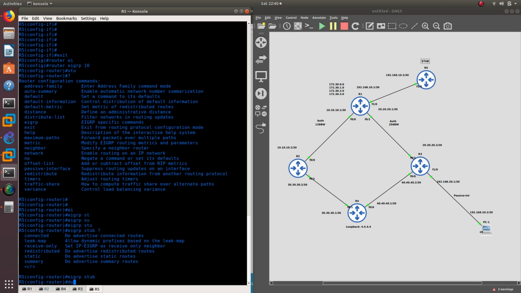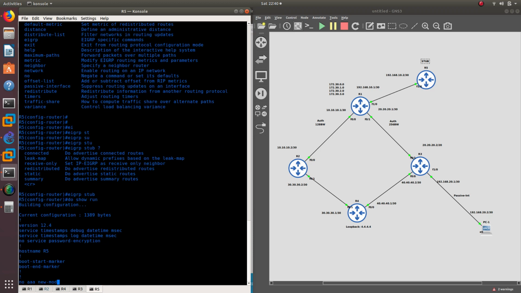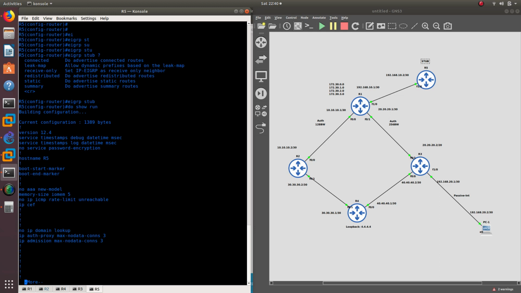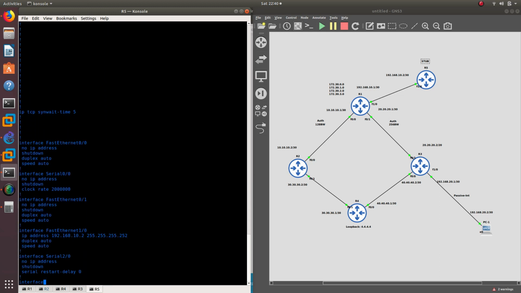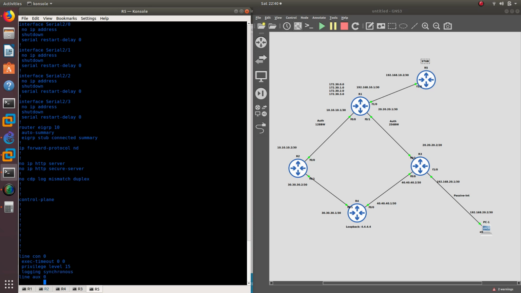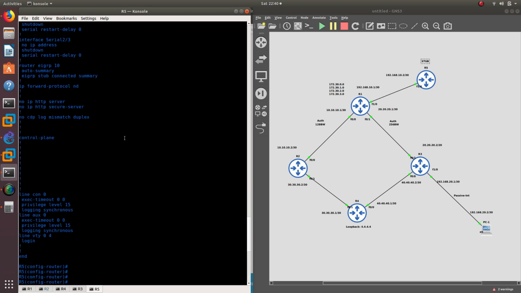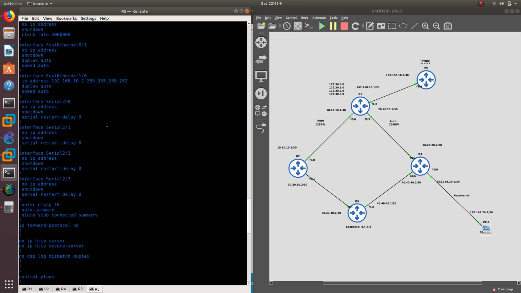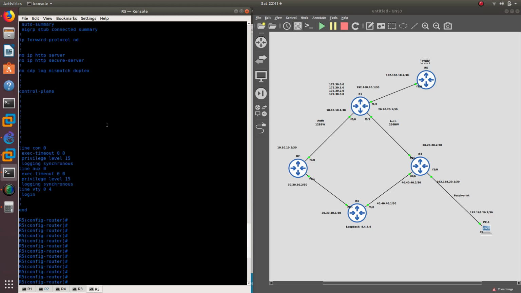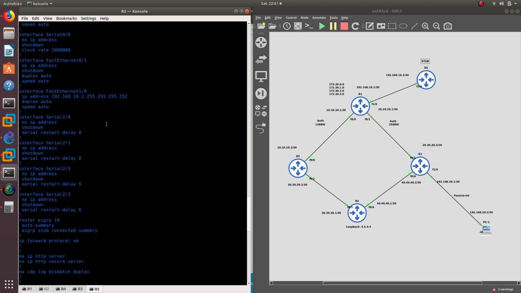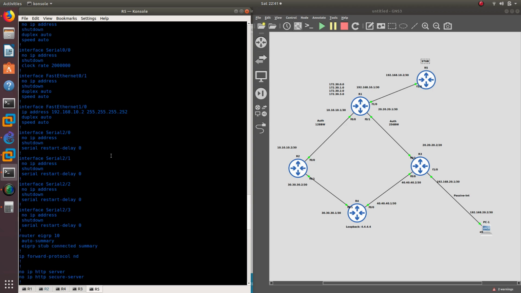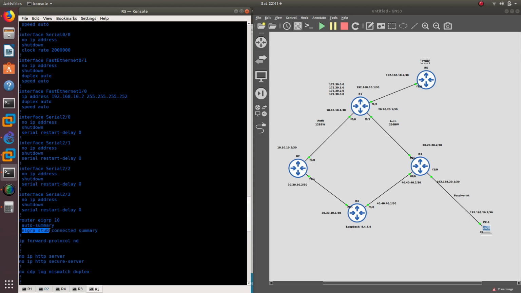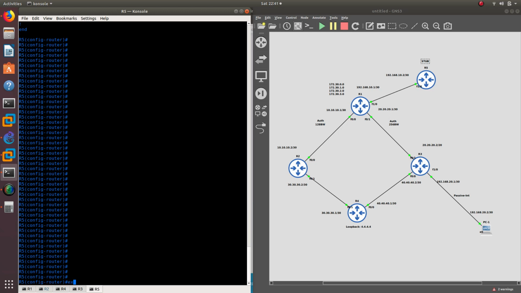Let's see if we're able to do a do show run so we can take a look at it. Oops. Okay, here we go. And like I said earlier, whenever you leave it as the default, the default is, am I missing it? Here we go. Whenever you set up just EIGRP stub, it uses connected and also summary routes. Great, everything is working great. Now let's go to router 3.